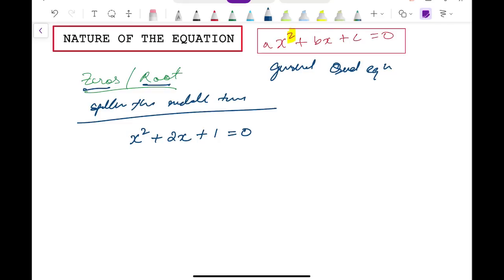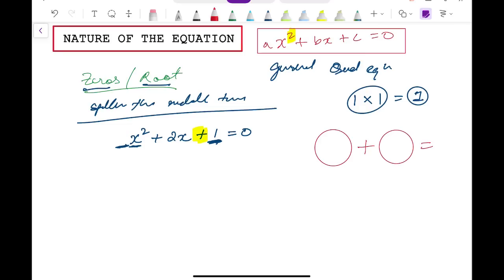You first multiply the coefficient of x squared and c. The coefficient of x squared, the number in front of x squared, is nothing but 1, and the last term is 1. So two numbers multiplied, I'm getting 1 only. Two numbers multiplied, you need to get 1, but look at the sign. If there is minus, you will use minus here, but in this case there is a plus sign, so I'll use plus. Two numbers added, you need to get 2.